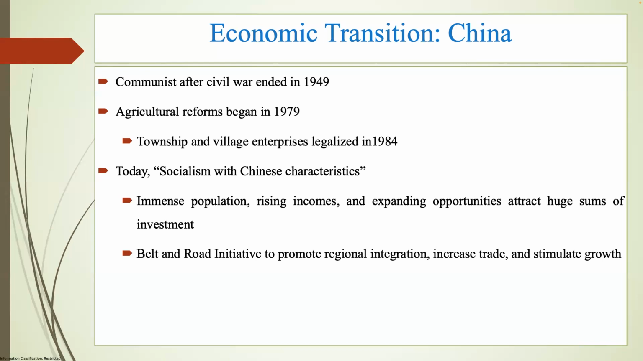In 1979, China initiated agriculture reforms that strengthened work incentives in this sector. At about the same time, township and village enterprises began to operate. The government initially regarded township and village enterprises as illegal and unrelated to the officially sanctioned communes, but they were legalized in 1984 and laid additional groundwork for a market economy.